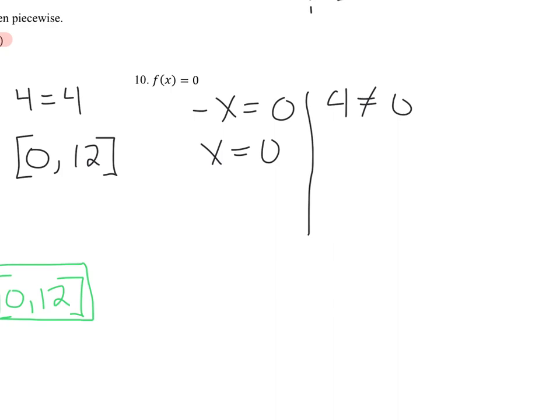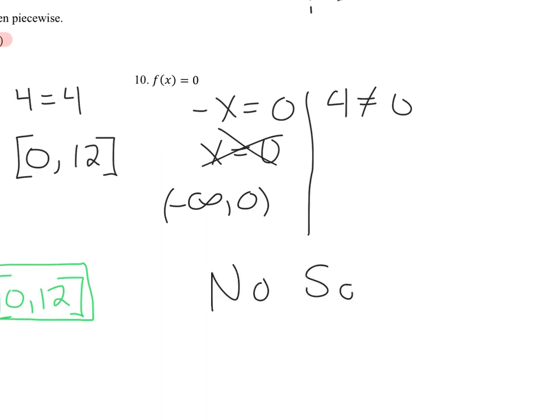And if we take a look at the domain, we see that the domain is negative infinity to 0. With that being said, that means that we cannot include this because we don't include 0 for that part of the function. So if the left-hand side is not a solution and the right-hand side is not a solution, then we have no solution for this one.